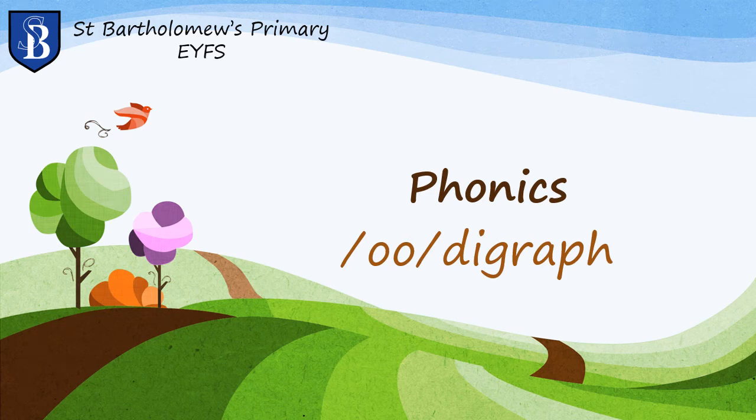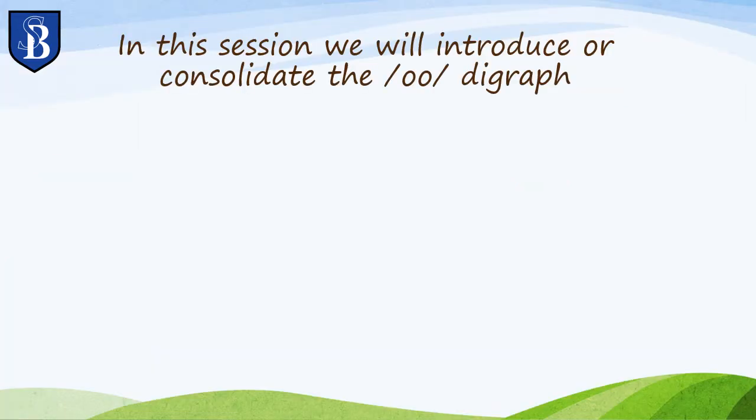Hey everybody, it's Mr. Mayer here again, and today we're going to be thinking about phonics for your YFS, looking at the OO digraph. In this session we are going to introduce or consolidate the OO digraph, and that is the OO phoneme written with a double O. Later this term we'll also think about a different way to pronounce this grapheme, so the letters O and O making the sound.